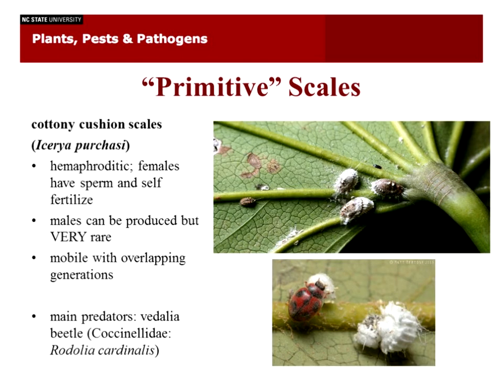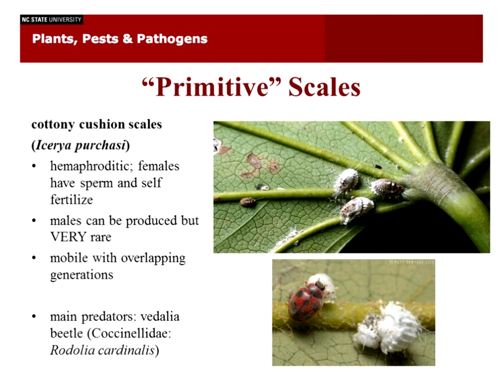So, cottony cushion scales, Icerya purchasi. This is a non-native species that was brought from Australia to the U.S. in the late 1890s or so, late 1800s. One of the interesting things about this scale, and especially this genus, is they're actually hermaphroditic.